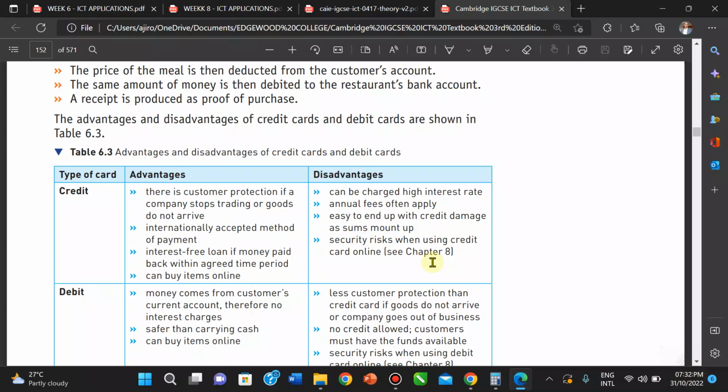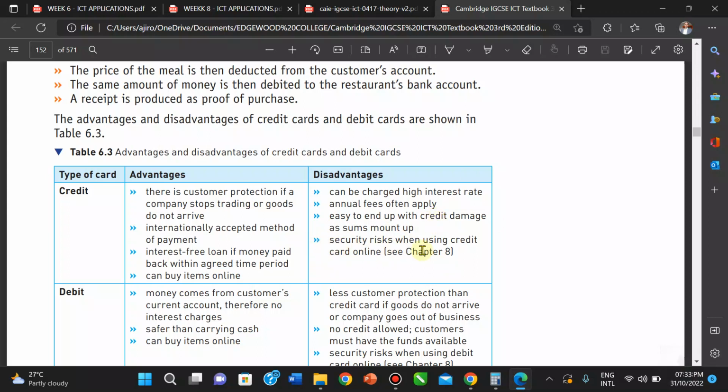There's also the interest-free loan if the money is paid within the agreed time period, because the bank will give you the funds and you pay later. You can buy items online using your credit card, and the more loans you take and pay on time, the better credit score you get. Although you can be charged high rates and annual fees often apply, it is easy to end up with credit damage, and that can actually mount up if you don't pay on time and you're having some issues you have to deal with.